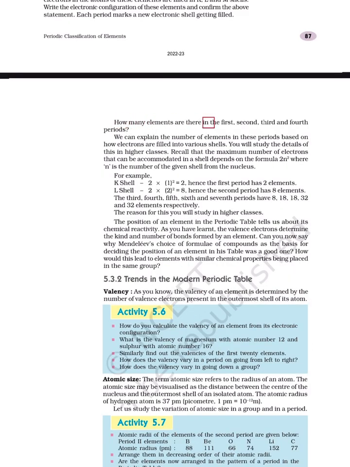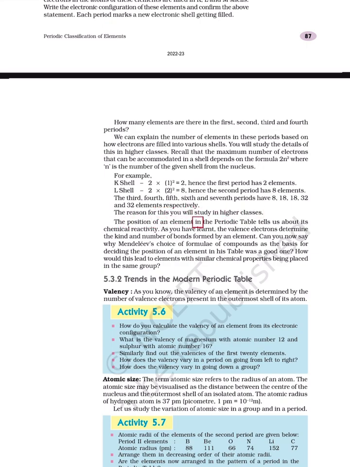How many elements are there in the first, second, third and fourth periods? We can explain the number of elements in these periods based on how electrons are filled into various shells. You will study the details of this in higher classes. Recall that the maximum number of electrons that can be accommodated in a shell depends on the formula 2n², where n is the number of the given shell from the nucleus. For example, K shell: 2 × 1² = 2, hence the first period has 2 elements. L shell: 2 × 2² = 8, hence the second period has 8 elements. The third, fourth, fifth, sixth and seventh periods have 8, 18, 18, 32 and 32 elements respectively. The reason for this you will study in higher classes.